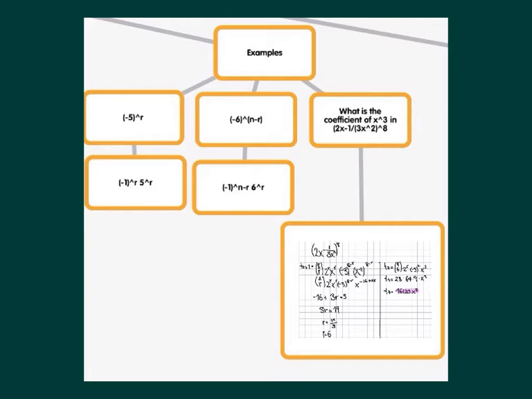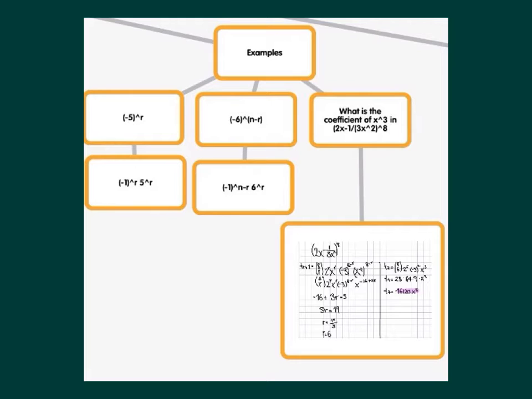So now let's use some examples. What would be another way of writing minus 5 to the power of r? It will be minus 1 to the power of r times 5 to the power of r. Another example would be minus 6 to the power of n minus r, that we could also write as minus 1 to the power of n minus r times 6 to the power of r.